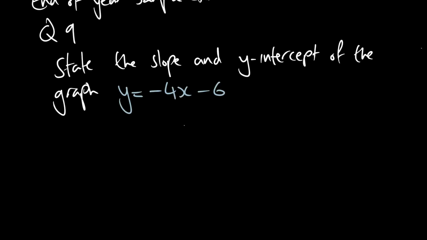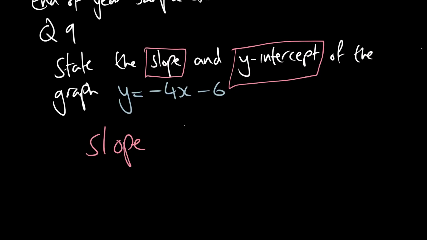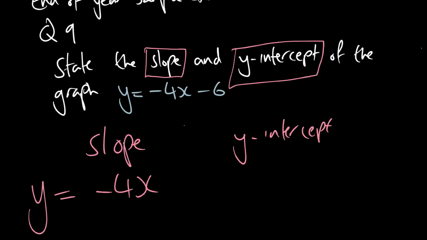So there are two key pieces of information in this question. The first is that we want the slope and the second is that we want the y-intercept. Now, the slope and the y-intercept. And we have y is equal to minus 4x minus 6. So how do we find the slope and the y-intercept of this graph? Well, actually, it's really easy.